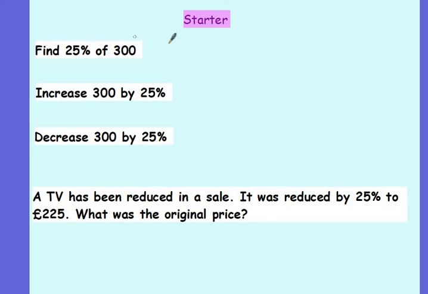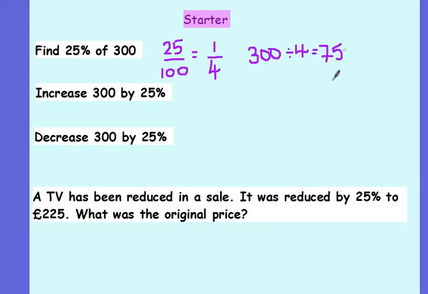Right, let's go through the answers. So percent means out of 100, so we know that 25% means 25 out of 100. If I divide top and bottom by 4, that gives me 1 out of 4. So I'm looking to find a quarter of 300. To do that, George, what do I need to do? I need to divide 300 by 4, very wise, which will give me 75. So 25% of 300 is 75.